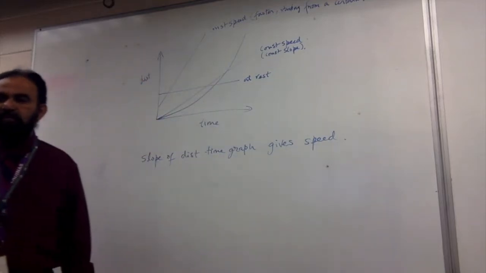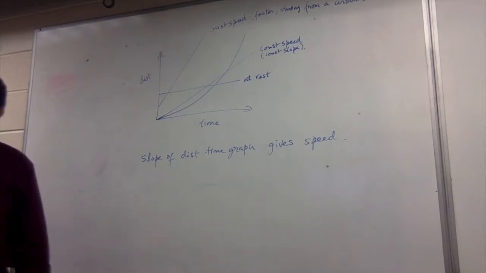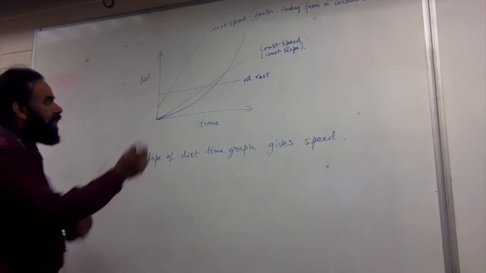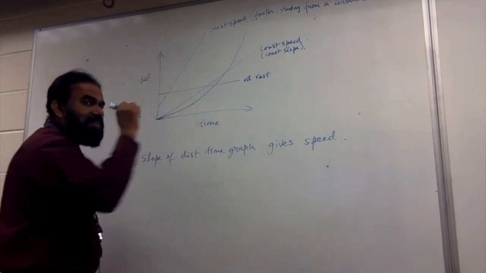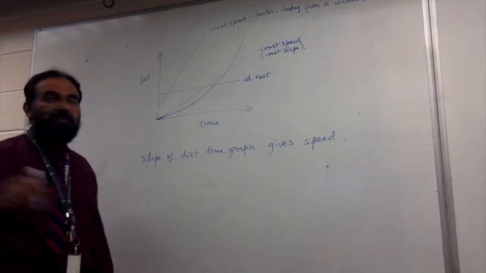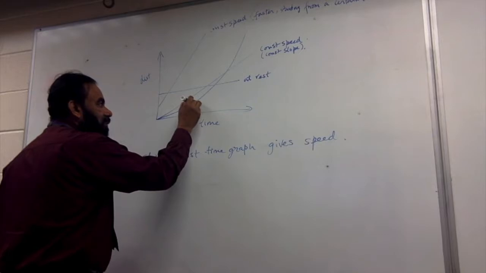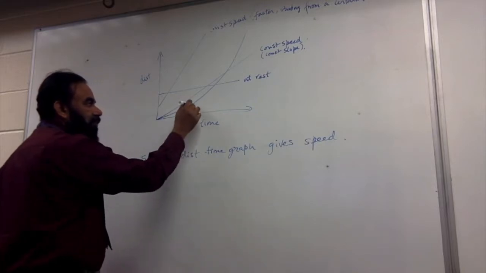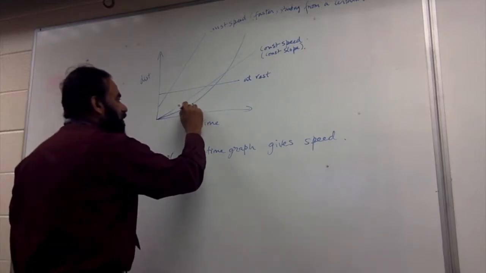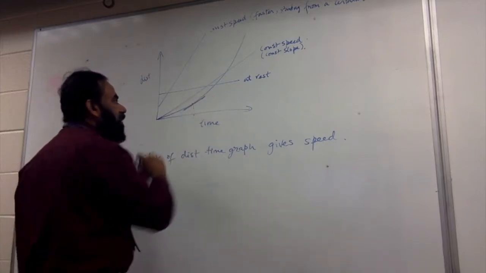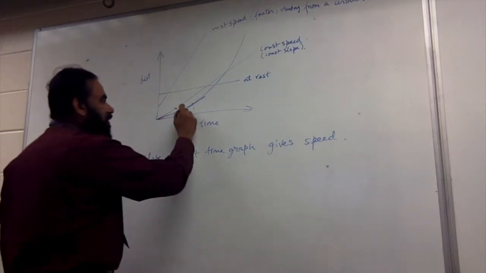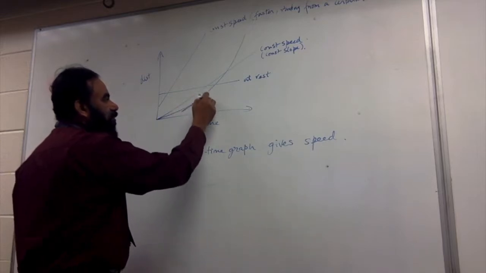When you have a curve, how do you find the slope? You find the slope of the tangent at that spot. So if you want to find the speed at this instant, in other words, called instantaneous speed, all you do is draw a tangent to that line. You know what a tangent is? A line that touches only at that point. Draw the best tangent to that point, and then find the slope of that.